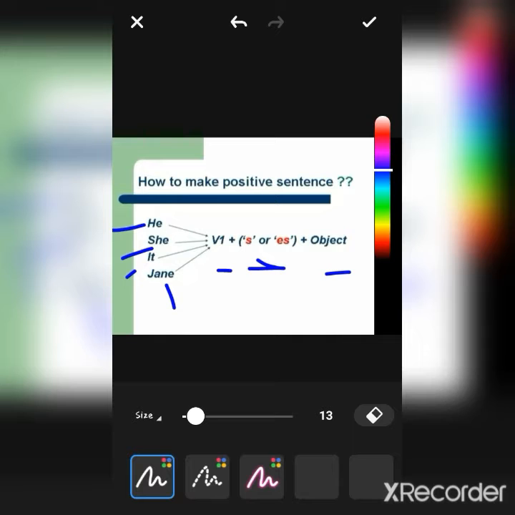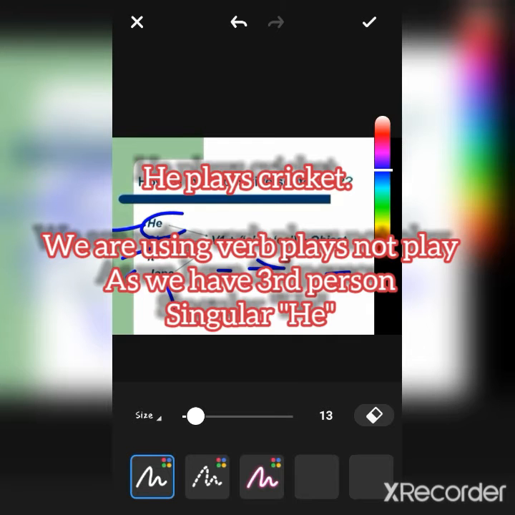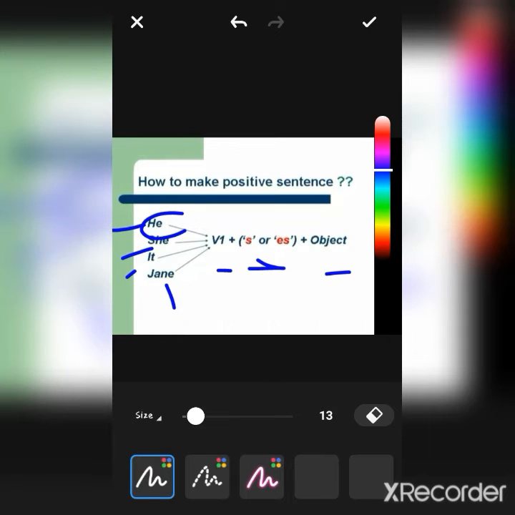So let's make some sentences out of these subjects. He plays cricket, she plays cricket, it grows fast, Jane plays tennis. Now this time you will not say he play cricket, but instead you will say he plays cricket, because the subject is singular or a single person. That's why we use s with the first form of verb, as in the sentences she plays tennis, it grows fast, and Jane plays hockey, okay?